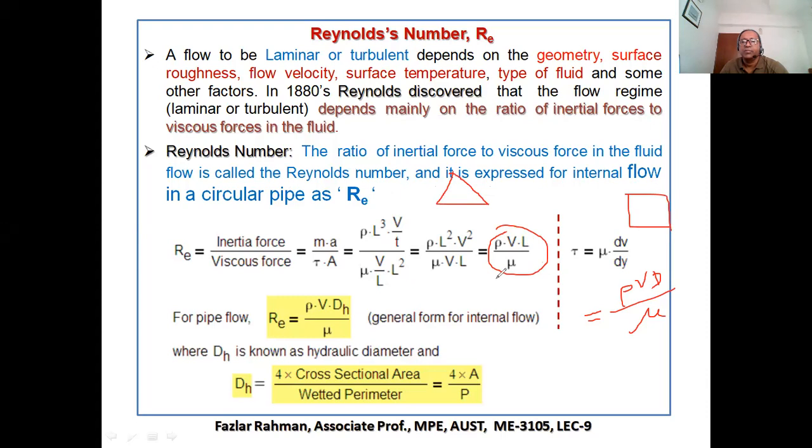Rho V L by mu, this equation is normally used when you have flow over a flat plate. Say the flow is going over a flat plate. Thinking right over here, your L will be this much. To figure out the Reynolds number right over here, you need this much length. But what about a flow inside a pipe, or inside a triangular tube or rectangular tube? Sometimes you might have a hexagonal tube, like this type of hexagonal tube. Then what will we do?